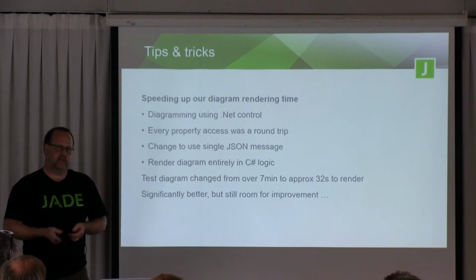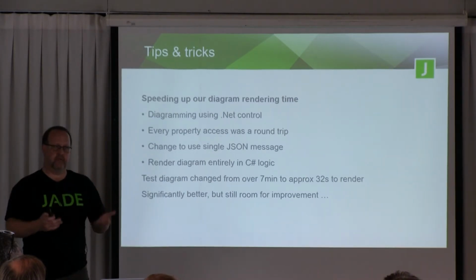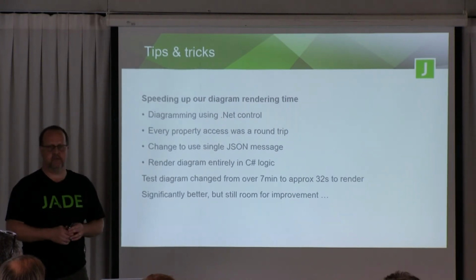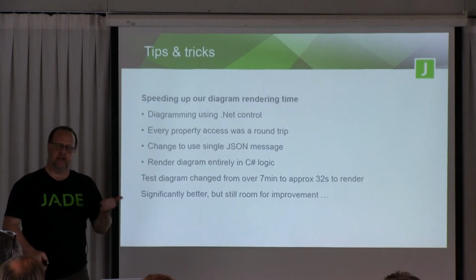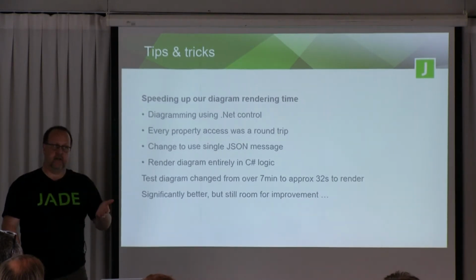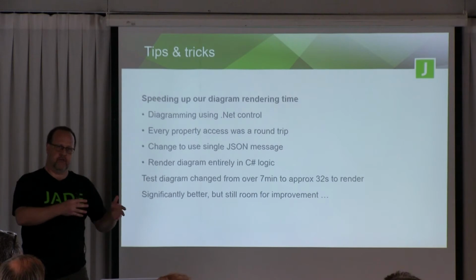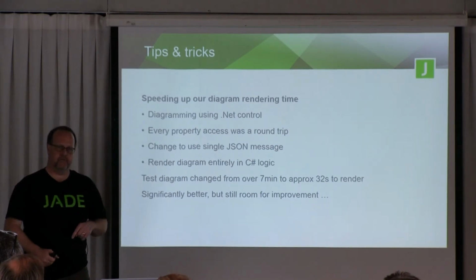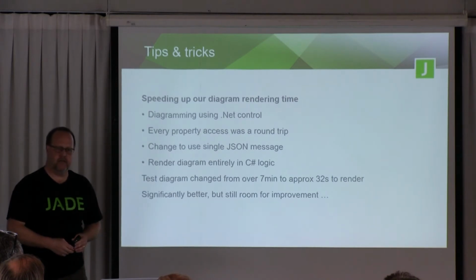So we changed that to say, let's just build up a JSON message that describes the diagram with all the information about the relationships, the entities, what the captions should be for all the nodes and stuff on the diagram, what images we should use. And let's send that one message, and then let's use C# code to read through that JSON and render the diagram all on the client side. So it was a single round trip with a very large JSON payload.